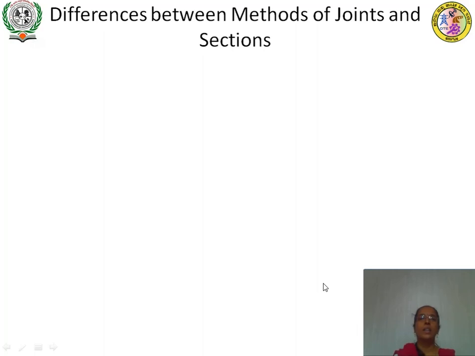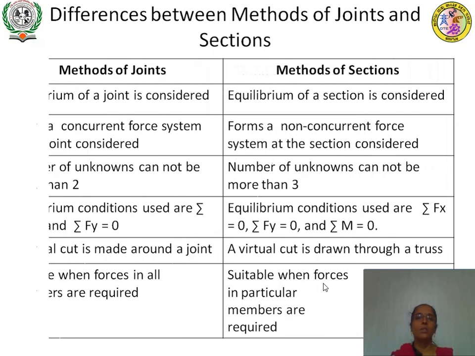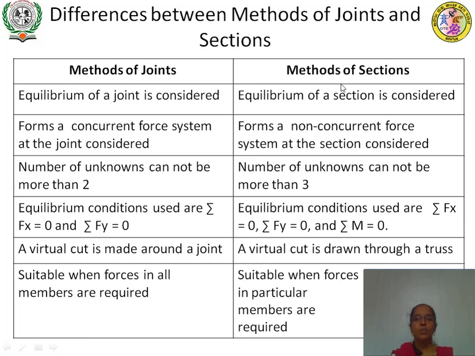Next, let us take the differences between the method of joints and the method of sections. In method of joints, equilibrium of a joint is considered, whereas in method of sections, equilibrium of a section is considered. In method of joints, it forms a concurrent force system at the joint considered, whereas in method of sections, it forms a non-concurrent force system at the section considered.